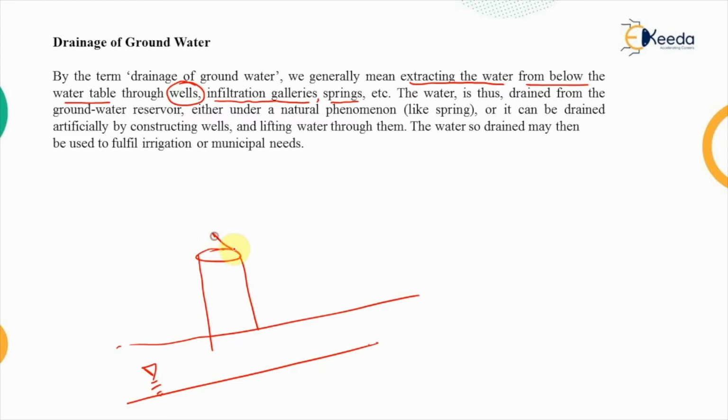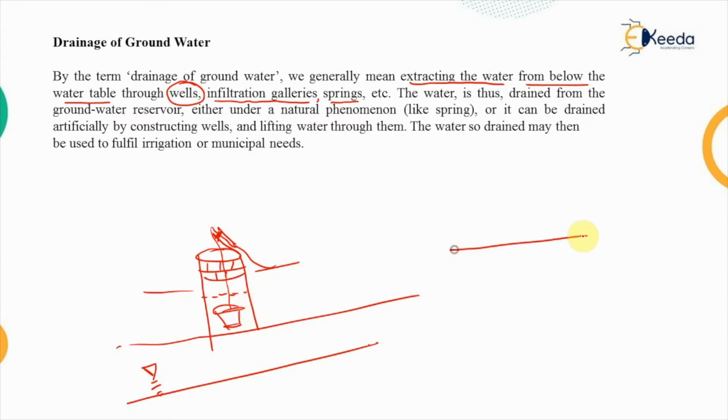So you might have seen the structure of the open well through which we hang a bucket, and from this open well we extract the water out of it. So that is an example of the open well, and the water is extracted out of the ground surface.